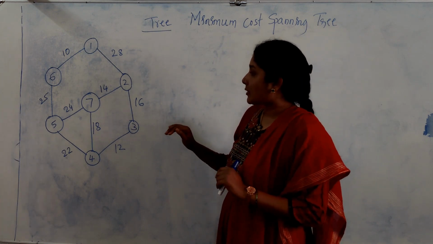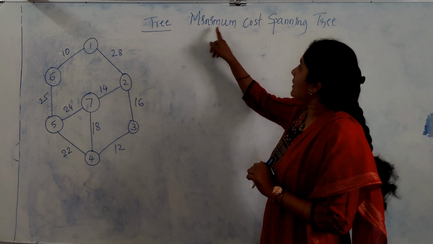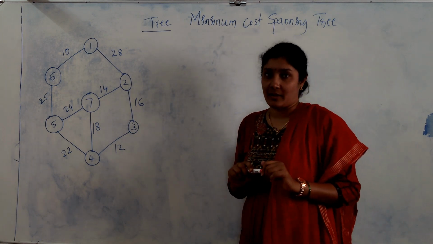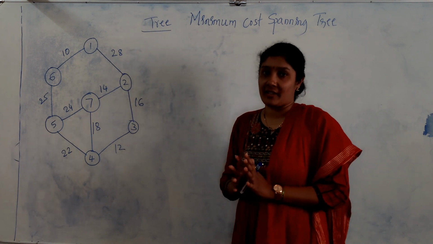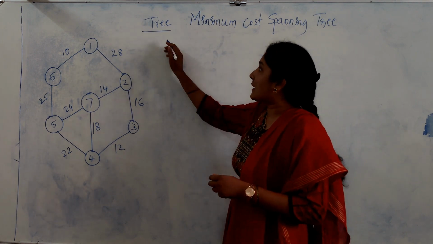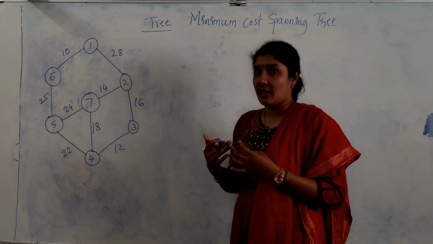Okay. See here, there is a tree being given. The question is to find out the minimum cost spanning tree. Okay. So before going to that, we shall first study what a tree is. Tree means what? It is an undirected graph in which all the vertices are connected.